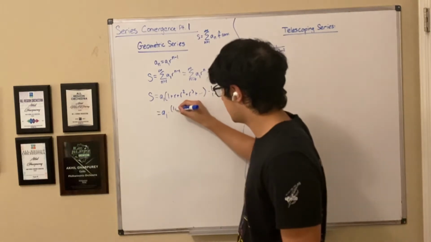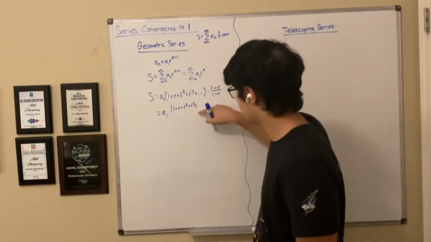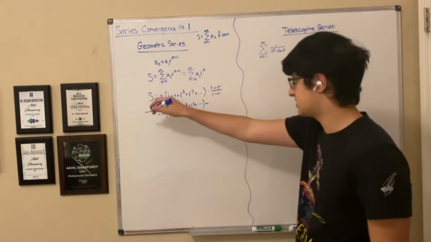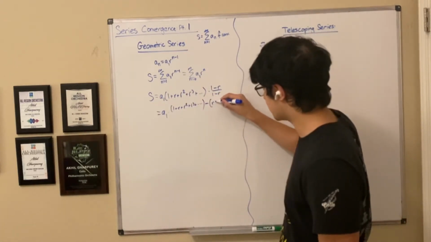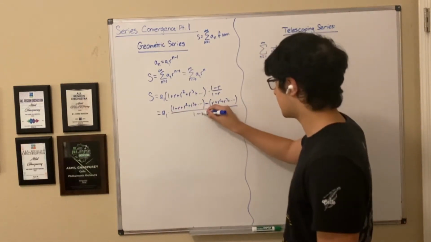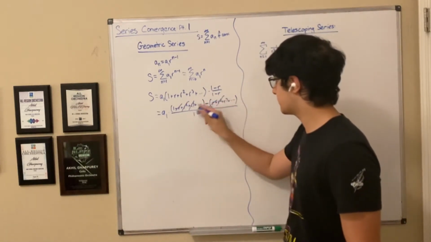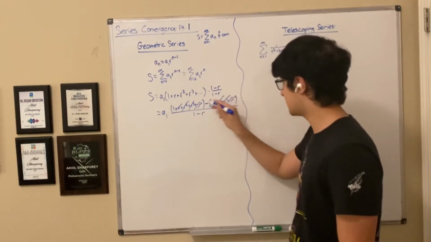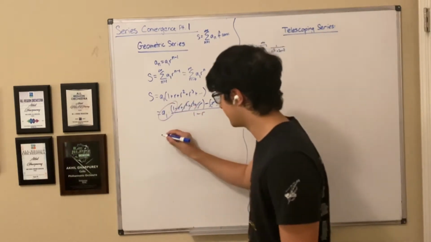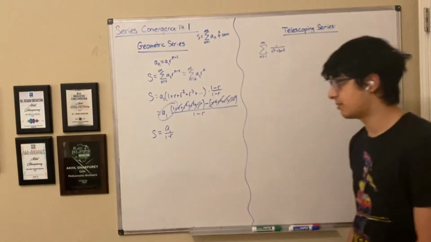So we get a sub 1 times 1 plus r plus r squared plus r cubed, plus so on and so forth. Here, I'm going to rewrite that. Minus r times this summation right here, which is r plus r squared plus r cubed plus so on and so forth, all divided by 1 minus r. If we go ahead and cancel out these terms, you can see that everything cancels because it all just is a plus minus, and you see that this is what we're left with. So as a result, the series converges to a sub 1 divided by 1 minus r.